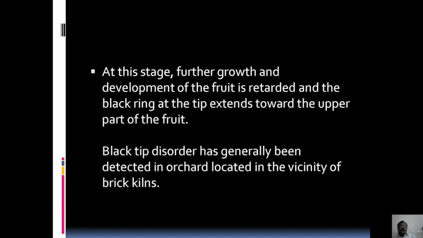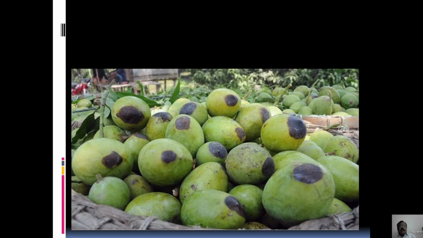At this stage, the further growth and development of the fruit is retarded, and a black ring forms at the tip which extends towards the upper part of the fruit. The black tip disorder is generally detected in orchards located near brick kilns, and the smoky gaseous substances released from the brick kilns, consisting of carbon monoxide, interfere with the boron metabolism and lead to development of these black tip symptoms on the fruits, especially at the distal end or the blossom end.